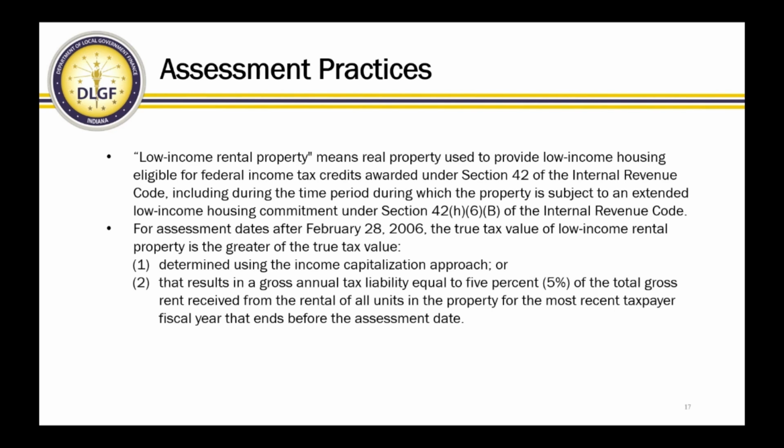So for assessments, we talked about this a little bit a few minutes ago, for Section 42 properties, it's determined using the income capitalization approach, or what results in the gross annual tax liability equal to 5% of the total gross rent received from the rental of all units. So in this situation, what the assessor must do to determine the tax liability is get the information in terms of the rental of all units, and then also look at the tax liability, the tax rate, to determine which is the greater of the 2.